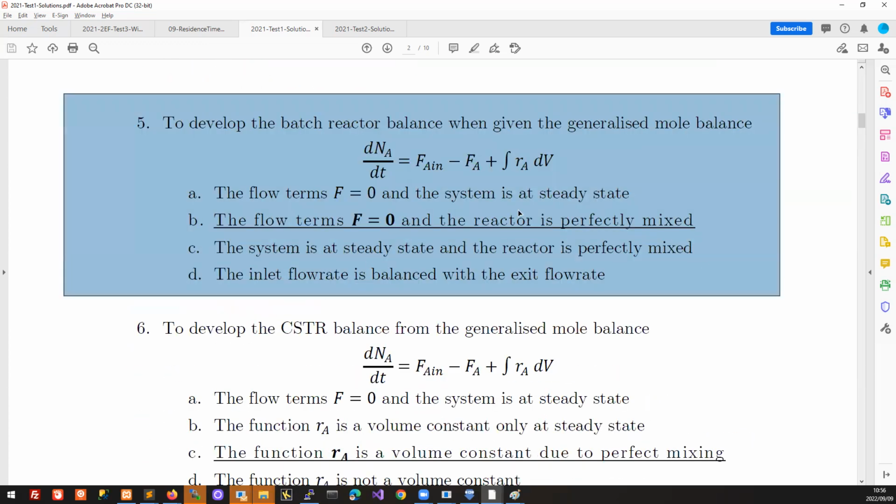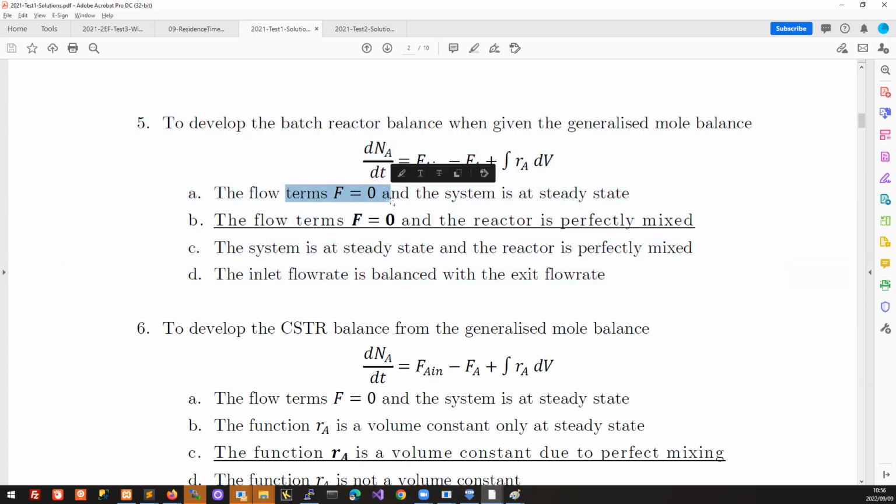Okay, and then here, when we develop the equation, the flow, let's see, so for what reactor, to develop the batch reactor balance, okay? So yes, it's true, in the batch case, F equals 0, but we know it's not at steady state. The batch reactor is not typically at steady state. And then in terms of this one, the flow is 0 and the reactor is perfectly mixed. It can be, right? The batch reactor, we always talk about it as if it's perfectly mixed. It's not necessarily, but most of the time we say it's perfectly mixed. So this could be true.